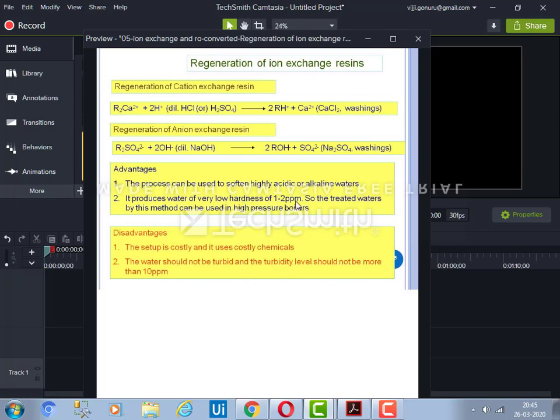Now let us see the disadvantages here. The setup is costly. That means this method is highly expensive. The chemicals we use in this are also very expensive. The water should not be turbid. That means it should not have any suspended impurities like mud particles or sand particles, and the turbidity level should not be more than 10 ppm. It is acceptable up to 10 ppm turbidity. If turbidity is more than 10 ppm, it is not acceptable, because the lifetime of the ion exchange method will be decreased. So those are the disadvantages and advantages of the ion exchange method.